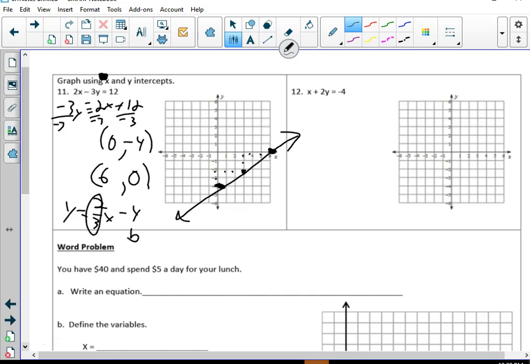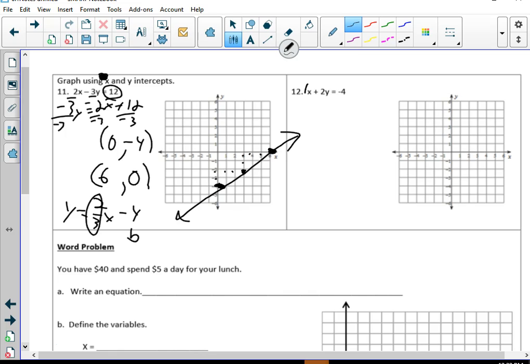Cover-up method just is a little faster. But it really only works if both these numbers are factors of this number. So if I had like 2 and 5, cover-up method would not be very good because I get 12/5. And that wouldn't be very easy to graph. So it only works if you got factors of the other one. This is pretty easy because 1 goes into 4 and so does 2.